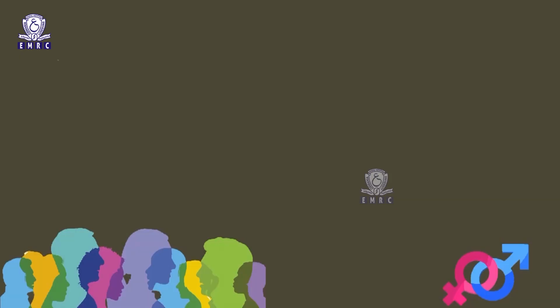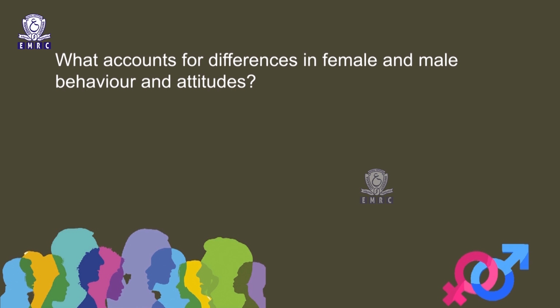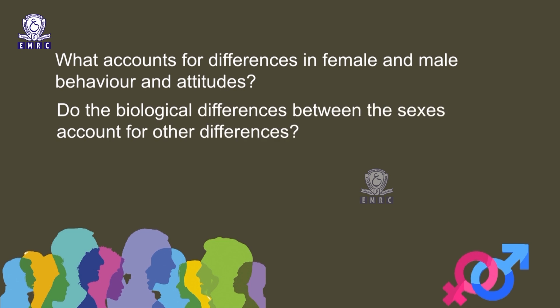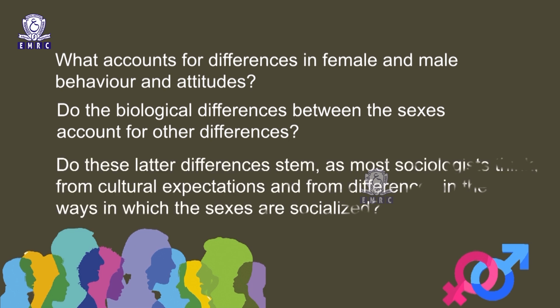Let us begin this lesson by asking a few critical questions. What accounts for differences in female and male behavior and attitudes? Do the biological differences between the sexes account for other differences, or do these latter differences stem, as most sociologists think, from cultural expectations and from the ways in which the sexes are socialized? These are serious inquiries, for they ask whether the differences between boys and girls and women and men stem more from biology or from society.